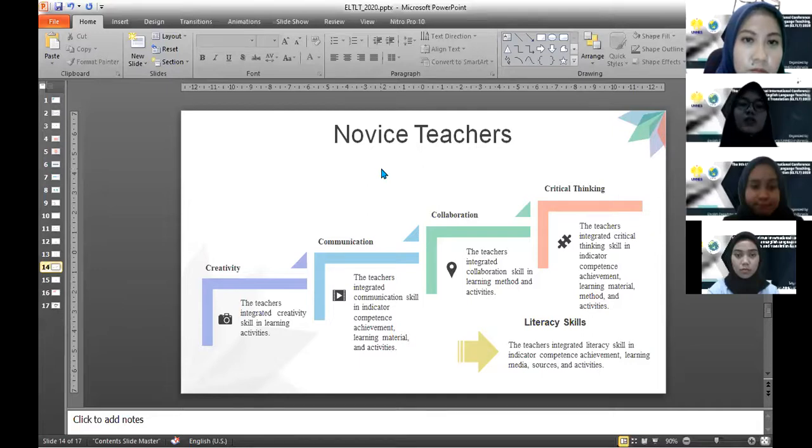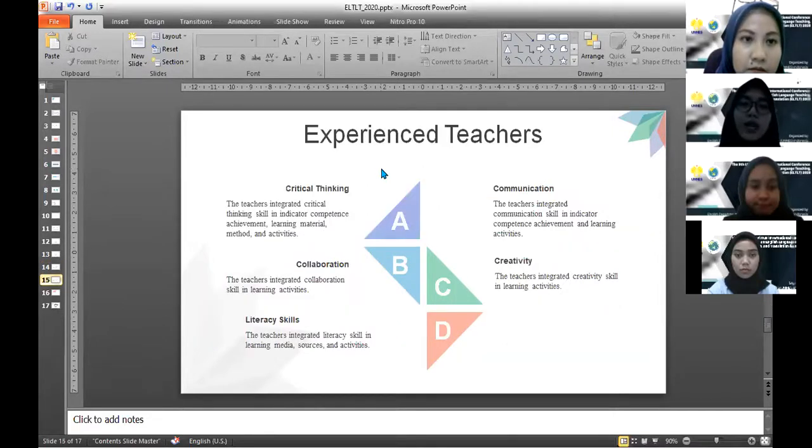media, sources, and activities. And for the last one, experienced teachers, critical thinking has integrated in the indicator competence achievement, learning material, method, and activities. And for the communication, has integrated in the indicator competence achievement and learning activities. And for the collaboration and creativity skills, have integrated in the learning activities. And for the literacy skills, integrated in the learning media, sources, and activities.